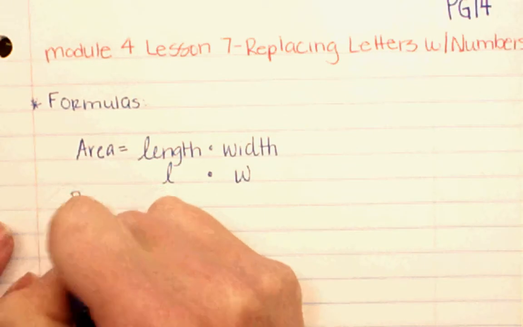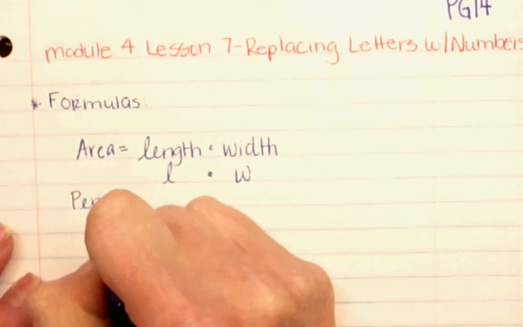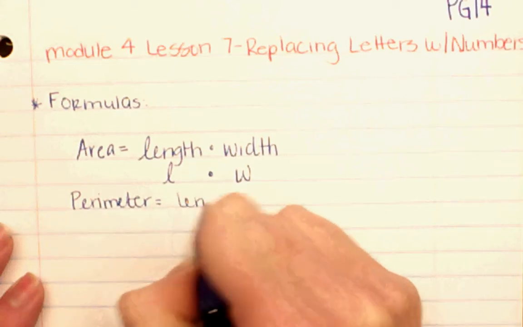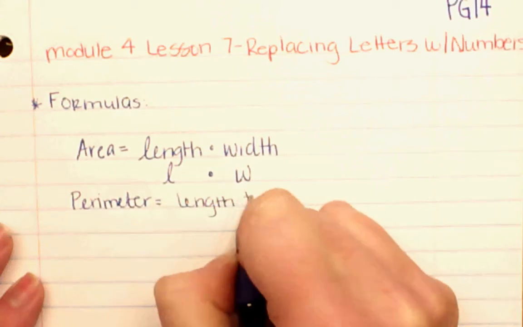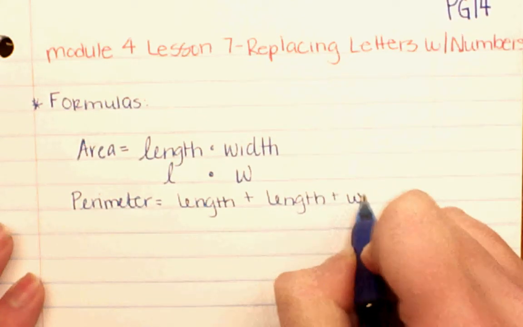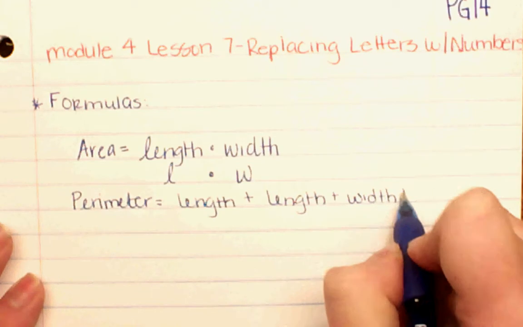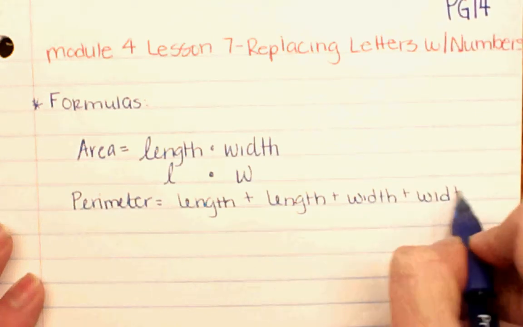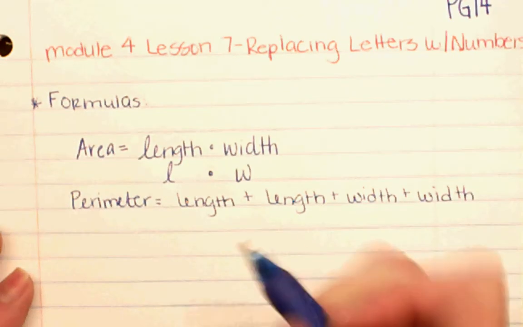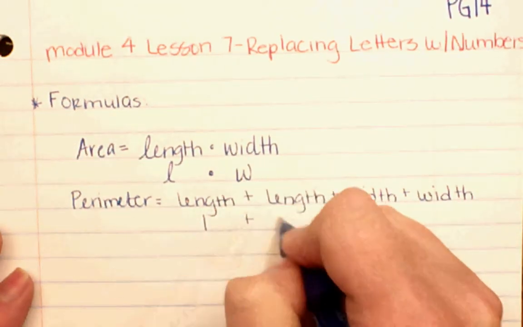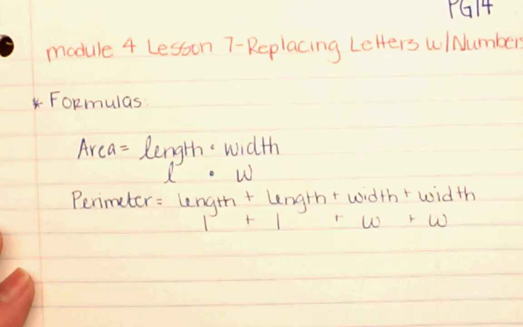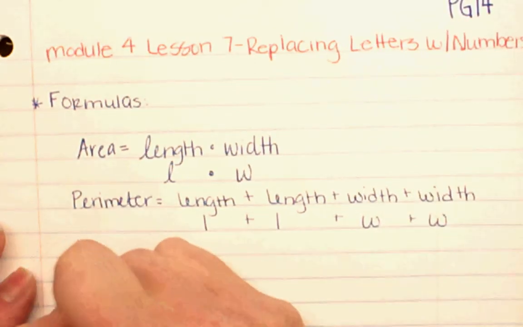Perimeter equals length plus length plus width plus width. Or you could write L plus L plus W plus W.